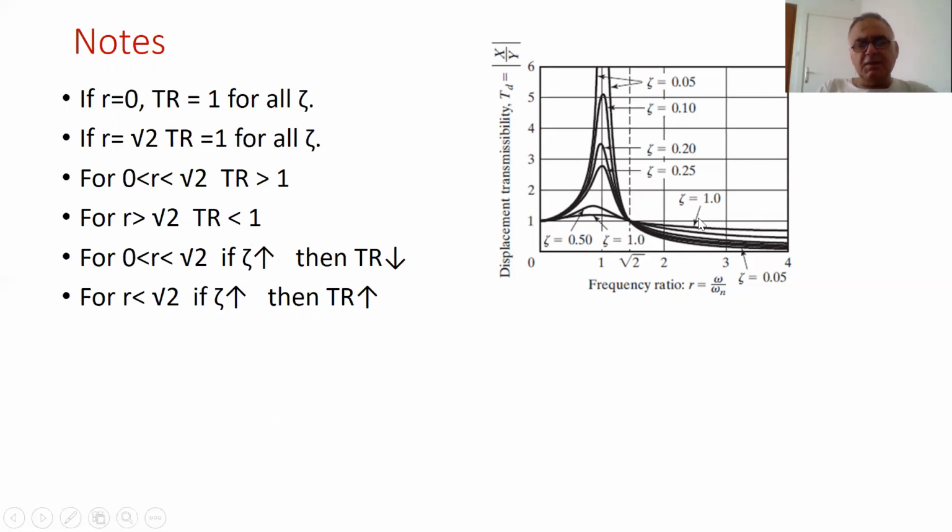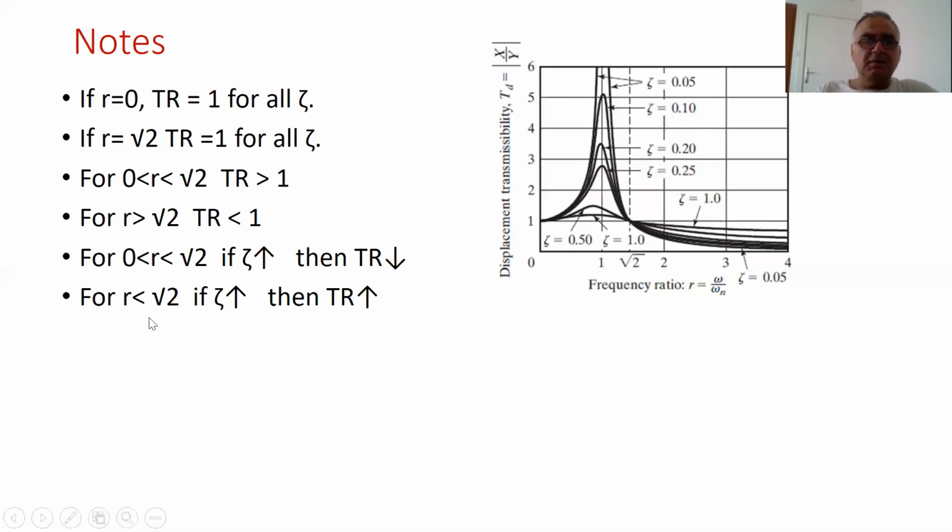And if R is greater than root 2, the transmissibility is always less than 1. So the motion of the mass is less than the motion of the base if R is in the higher frequency range. One interesting conclusion is that if R is between 0 and root 2, if damping increases, then the transmissibility will decrease for a certain value of R.